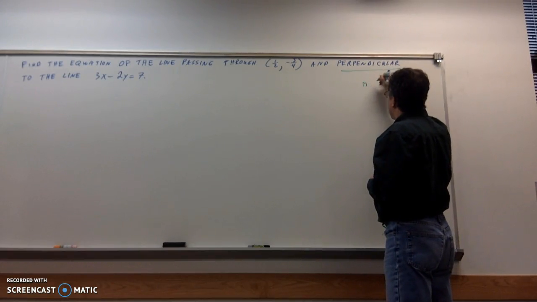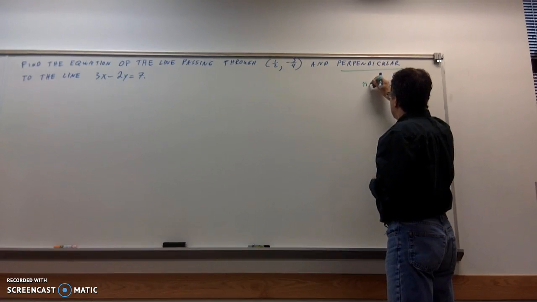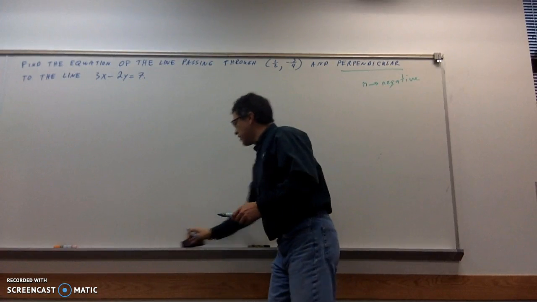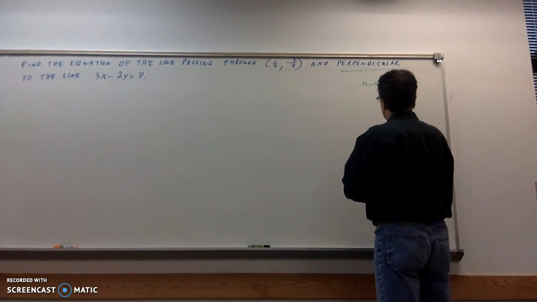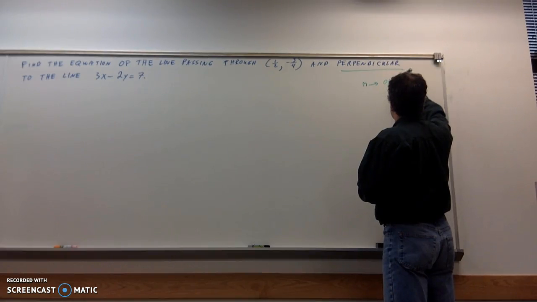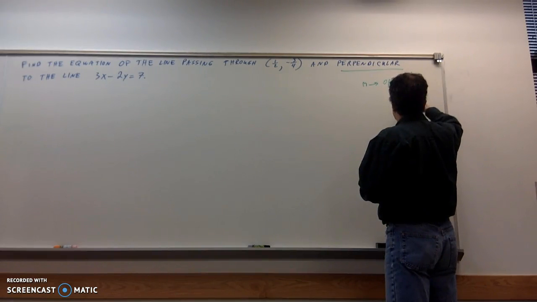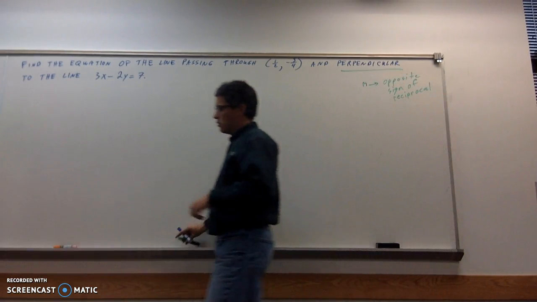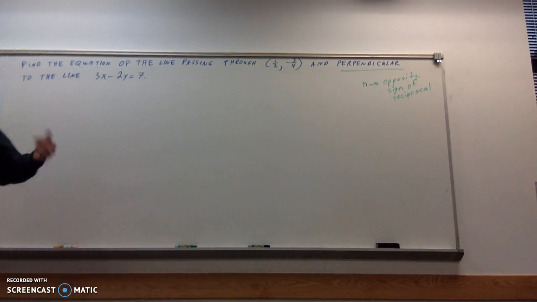So if you've got a perpendicular slope, what you're looking at is the negative reciprocal. No, not negative, opposite reciprocal. Opposite sign of the reciprocal. Let's say it that way, because if I say the negative reciprocal, people can just think it's a negative. No, it's the opposite sign, and then you take the reciprocal. So here's what I mean.